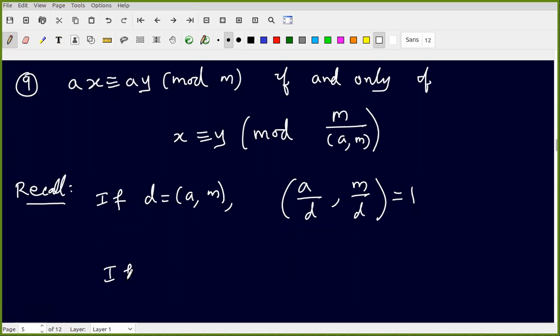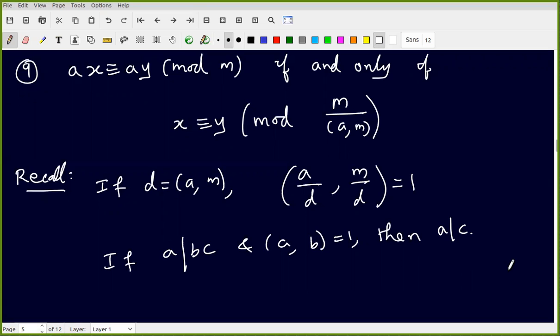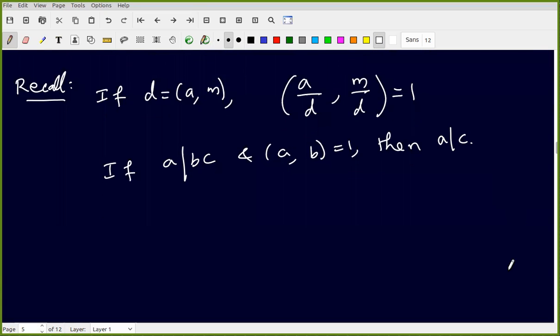Second thing, if A divides BC and A, B are relatively prime, then the number A divides C. When A divides a product, we can remove the numbers that are relatively prime to A, and the division is still valid. Right? We will use these two facts.